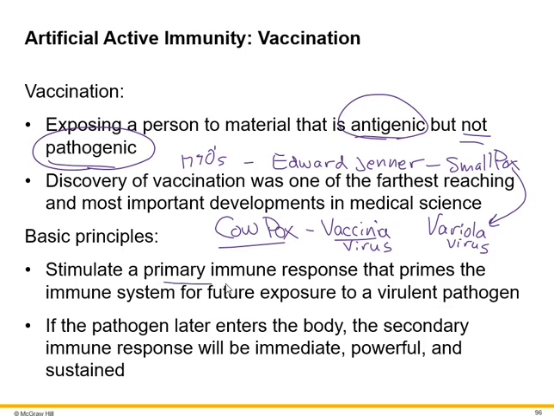And so it stimulates a primary immune response. You're basically priming the immune system for a future exposure to the pathogen. And when the pathogen later enters the body, you get a powerful secondary response that is immediate and robust. It's powerful and it's sustained. And so that is the point and purpose of vaccination.